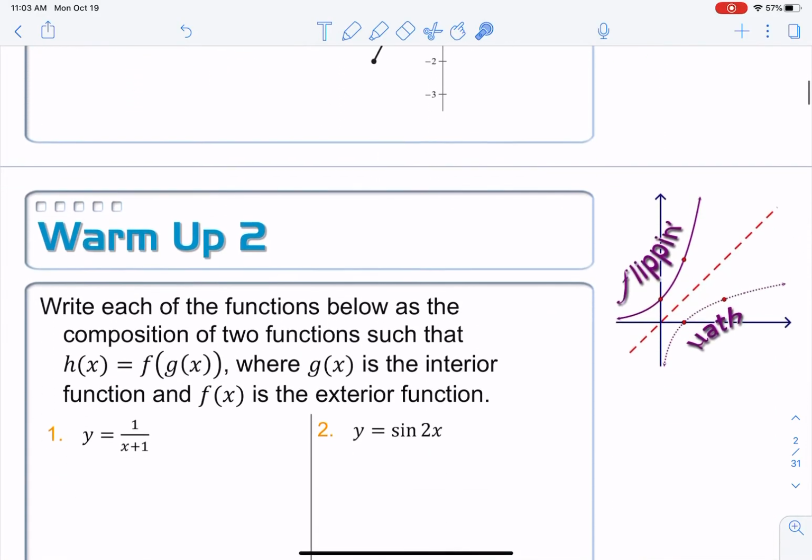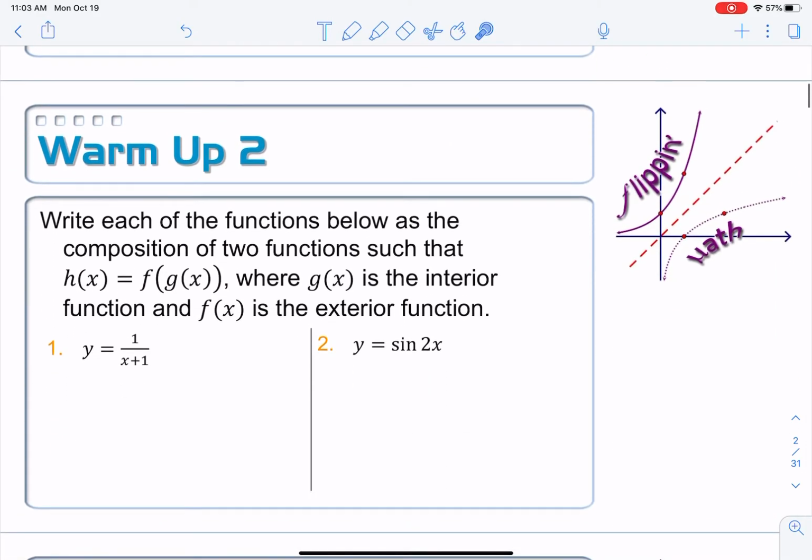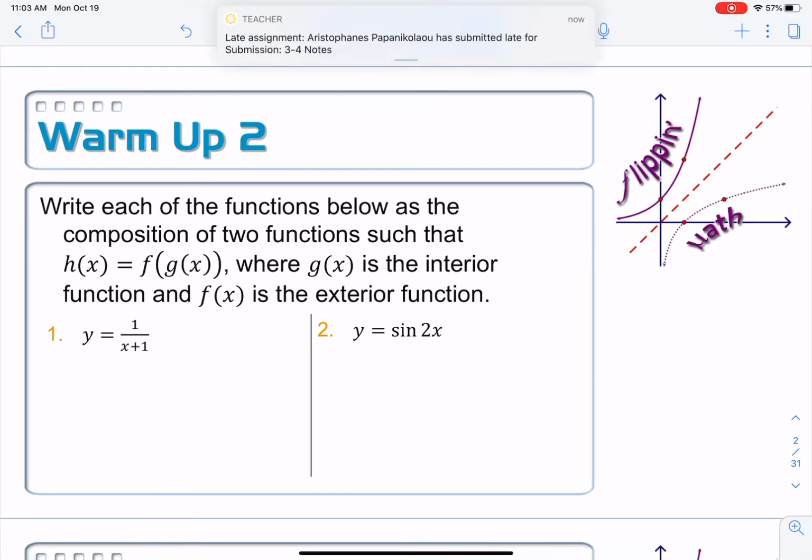Okay, all right, let's look at the next one here, which is essentially about function decomposition, unwinding a function into its two components, its interior versus its exterior function. Warm up 2. Write each of the functions below as the composition of two functions such that h of x is equal to f composed with g of x, where g of x is the interior function and f of x is the exterior function. Why are we doing this? Well, being able to identify the interior versus the exterior is going to help you whenever we start applying the chain rule whenever we want to take the derivative of these kind of functions.